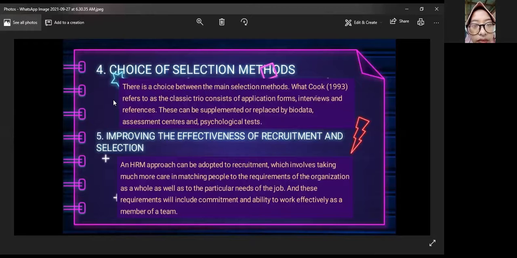An example of this approach in Japanese companies in the UK includes the establishment of the Nissan plant in Washington and Komatsu in Newcastle. Next slide, please.